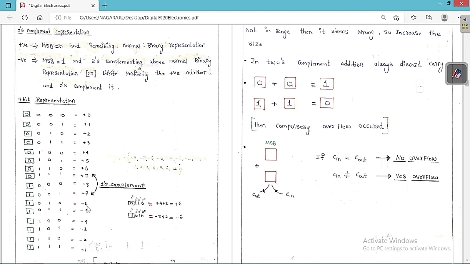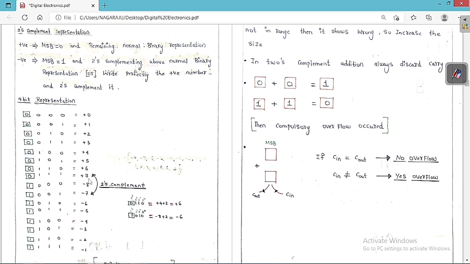So this is the concept that we always have to remember. If you want the positive number again, do the 2's complement, you are going to get the plus number. So if you do the 2's complement of a positive number, you are going to get a negative number. And if you do the 2's complement of a negative number, you are going to get the positive number. So this is a very important point that you always need to understand.